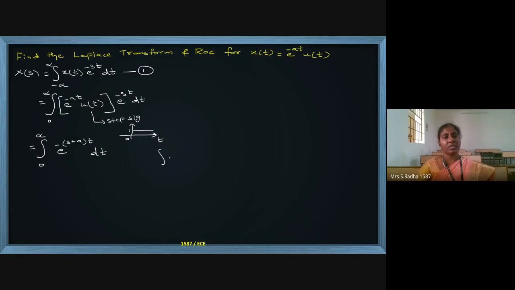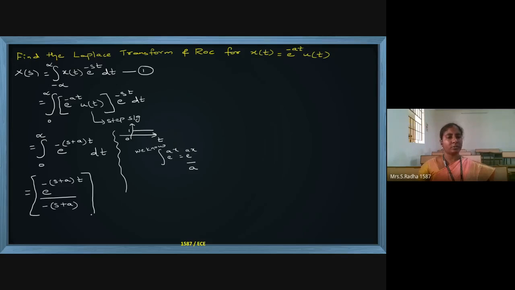We already know the general formula for integration of an exponential: the integral of e power ax is e power ax divided by a. I will apply that here: e power minus of (s plus a) t divided by minus of (s plus a). Integration is with respect to t, so in place of t only I have to substitute the limits. Minus 1 by (s plus a) is a constant, so I take it outside.